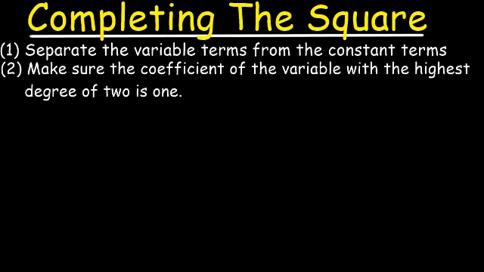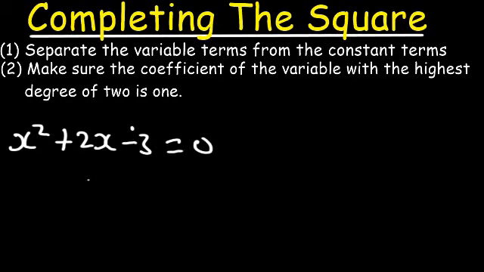Number 2, you are meant to make sure that the coefficient of the variable with the highest degree of 2 is 1. What are we saying? Considering the same problem we just talked about earlier, x squared plus 2x minus 3 equals 0. The highest degree of a variable in this case is x squared, which is 2. To solve this successfully, we have to make sure that its coefficient is 1. But it turns out that the coefficient of this x squared is already 1. So therefore, we are not to do anything.